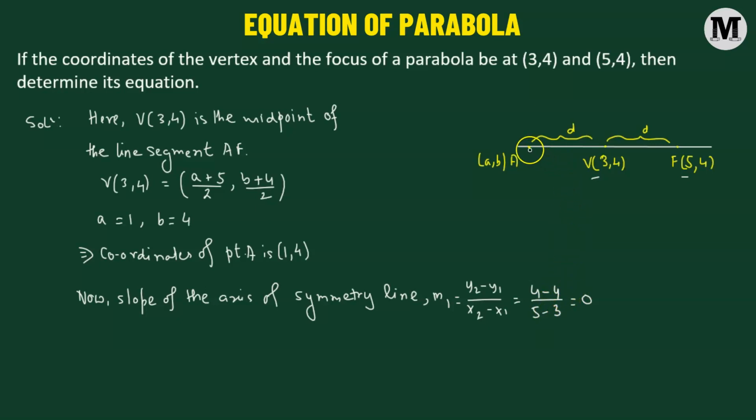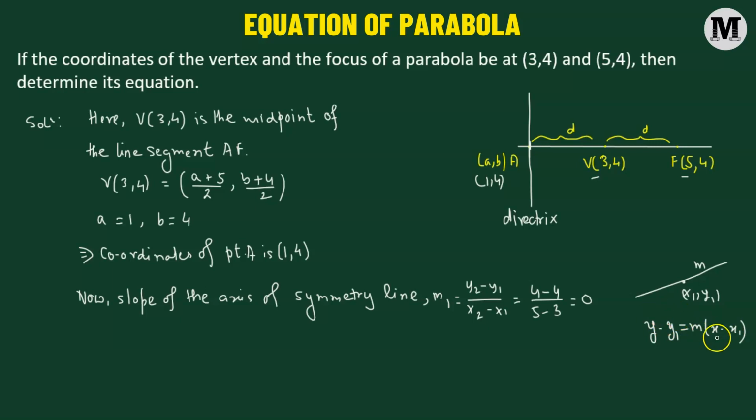Now, the directrix line is going to pass through the point A, and it is going to be perpendicular to the axis of symmetry line. So that's the definition of a directrix line. So here we have the directrix, which is passing through the point A. A has the coordinates (1, 4), and we need to obtain its equation. To find the equation of the directrix line, we'll be using the point slope form. Point slope form states that if we have a straight line passing through a point with coordinates (x1, y1), and the slope of that line is known, then the equation of the line will be given by y minus y1 equals the slope multiplied by x minus x1.